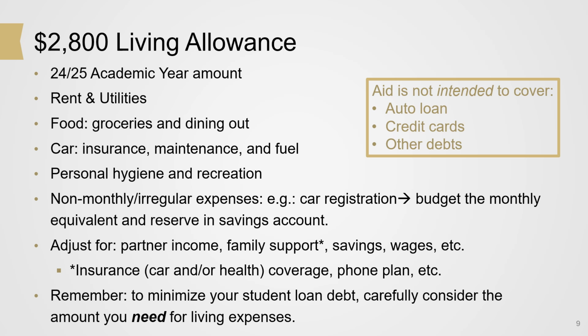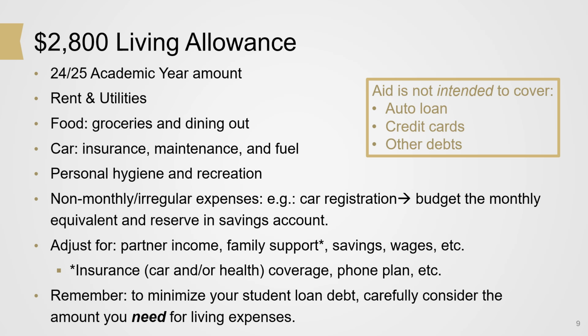Within the cost of attendance is a $2,800 living allowance. This is the 2024-2025 academic year amount, so future years will likely have different living allowances. This includes rent and utilities, food, including groceries and dining out, car-related expenses, including insurance, maintenance, and fuel, and then personal hygiene and recreation. Non-monthly or irregular expenses can also be covered by this living allowance, such as car registration. You would take the yearly amount due, budget the monthly equivalent, and reserve that amount in your savings account.